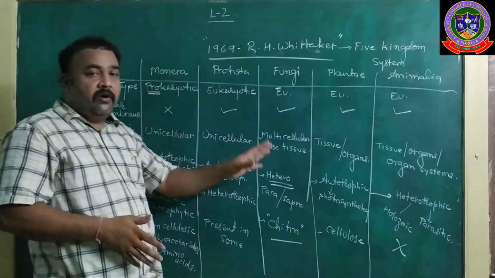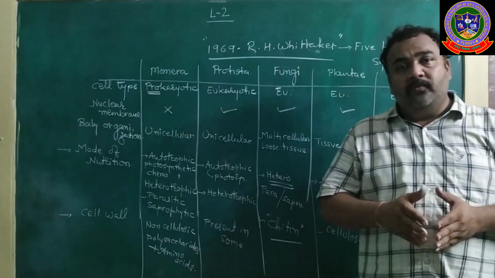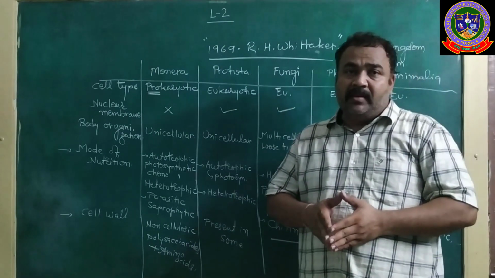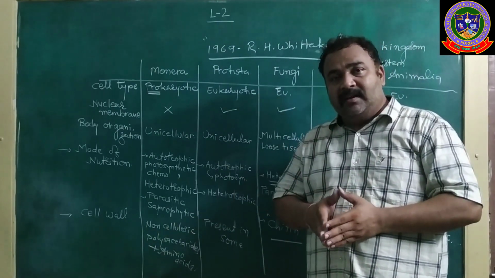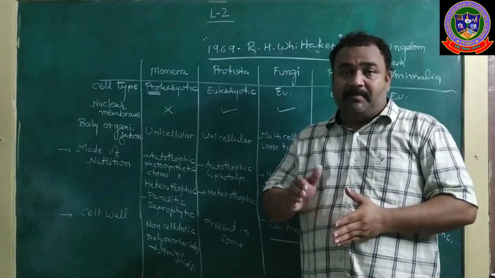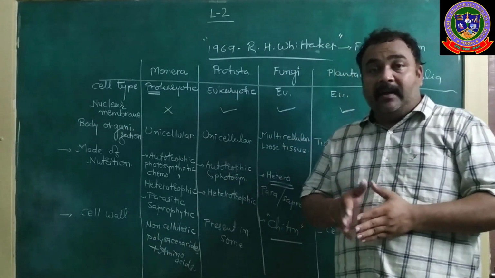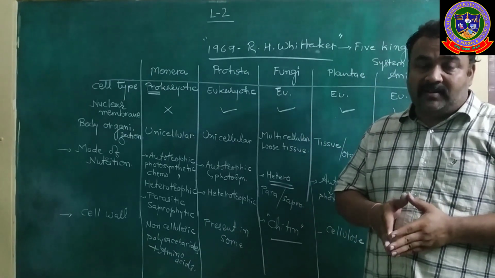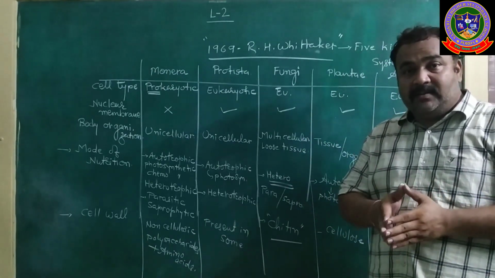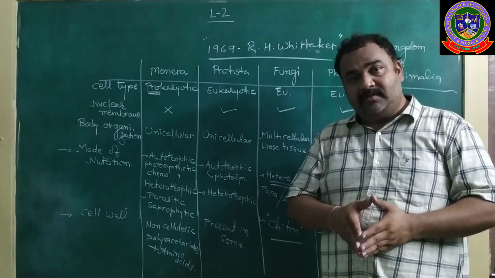So this was all about the initial systems of classification which were proposed by different scientists at different levels. In the next lecture, we are going to study the six kingdom system of classification as well as the different kingdoms and their characters.